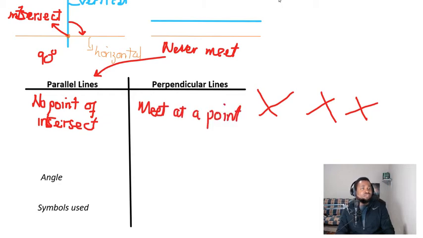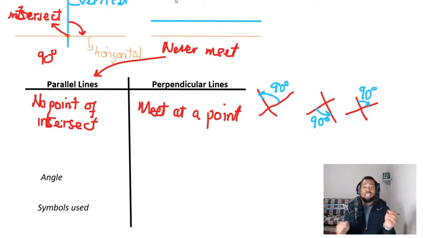you measure it to see that indeed the space here is 90 degrees, and the same thing is applicable here, 90 degrees, and here as well, 90 degrees. So always, perpendicular lines, when they meet, form an angle that is 90 degrees. That is what you need to take note of right here.